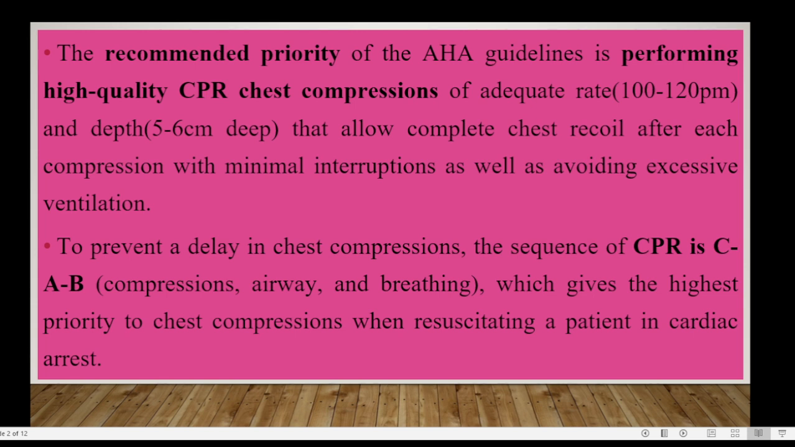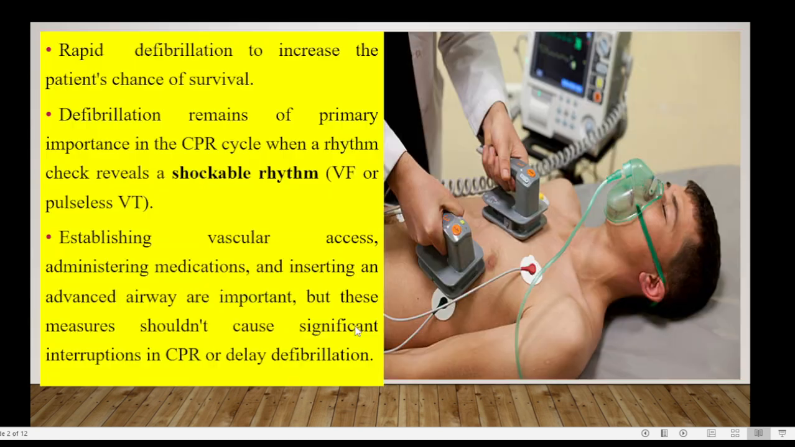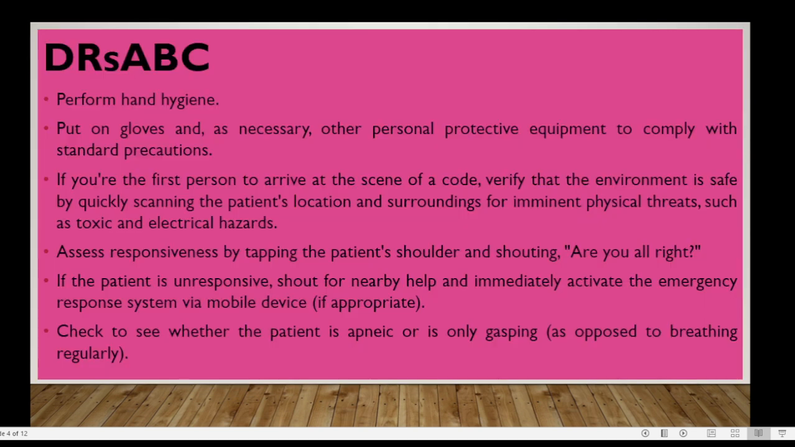So to prevent a delay in chest compression, the sequence of the CPR is CAB. You start with compression, followed by airway checking and looking at the breathing. So this gives the highest priority to chest compression when resuscitating a patient in cardiac arrest. Rapid defibrillation also is the best thing to increase the patient's chance of survival. Defibrillation remains of primary importance in the CPR cycle, especially when a rhythm check reveals a shockable rhythm. Establishing vascular access, administering medication, and inserting an advanced airway are important, but these should not delay the CPR. In cord management, we use DRSABC.